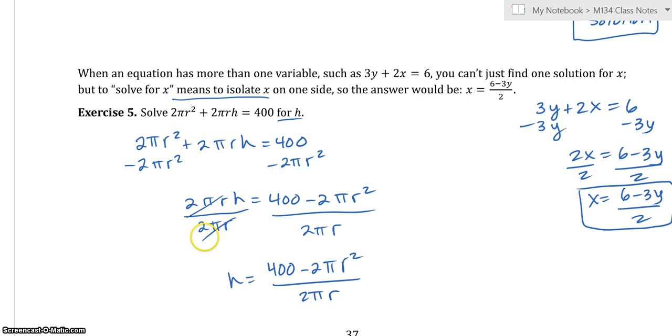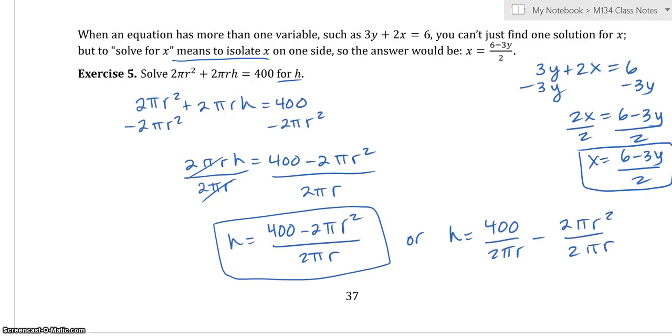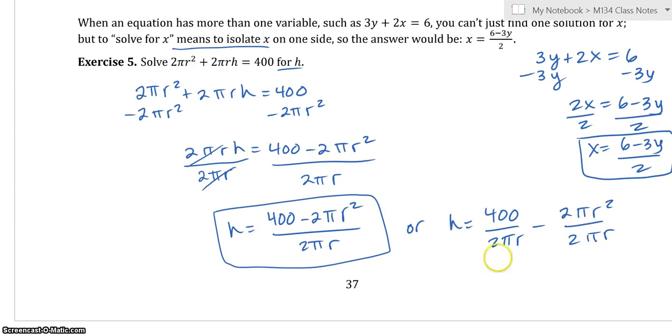So this cancels. So h is equal to 400 minus 2 pi r squared. There's imaginary parentheses here, so you can't just divide these without separating them. If you really wanted to separate them, it would look something like this. 2 pi r. If you really wanted to cancel those, now you can cancel. So you cannot cancel like this, but once you use distributive property, you can cancel.